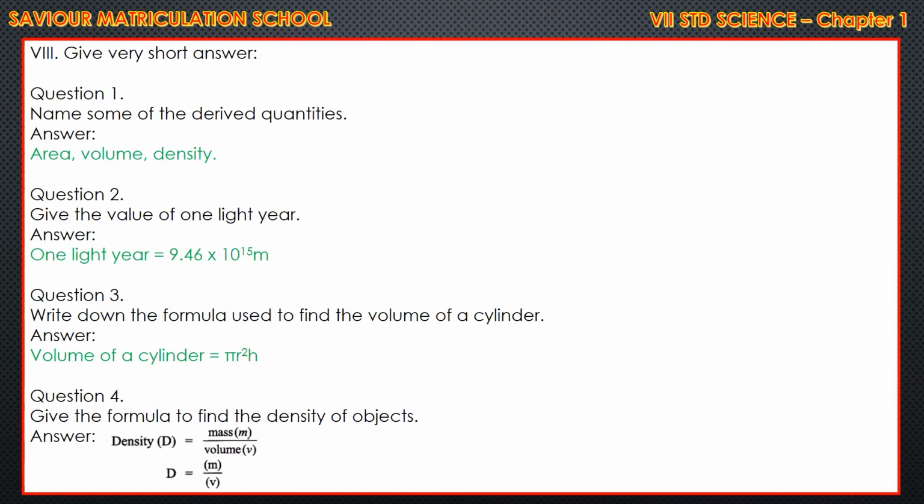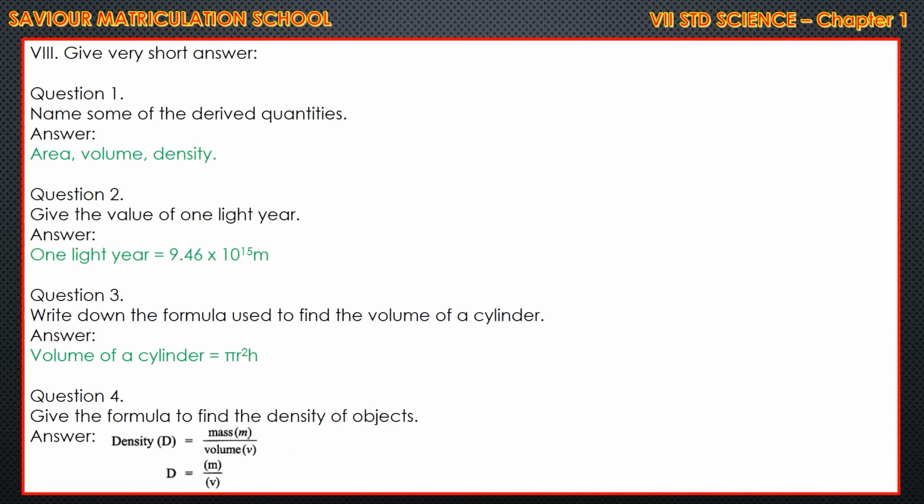Roman number 8. In the book the answers are given very briefly, children. So the first question is, name some of the derived quantities. Answer, area, volume, then density. Question 2. Give the value of 1 light year. So 1 light year is 9.46 into 10 to the power of 15 meter.